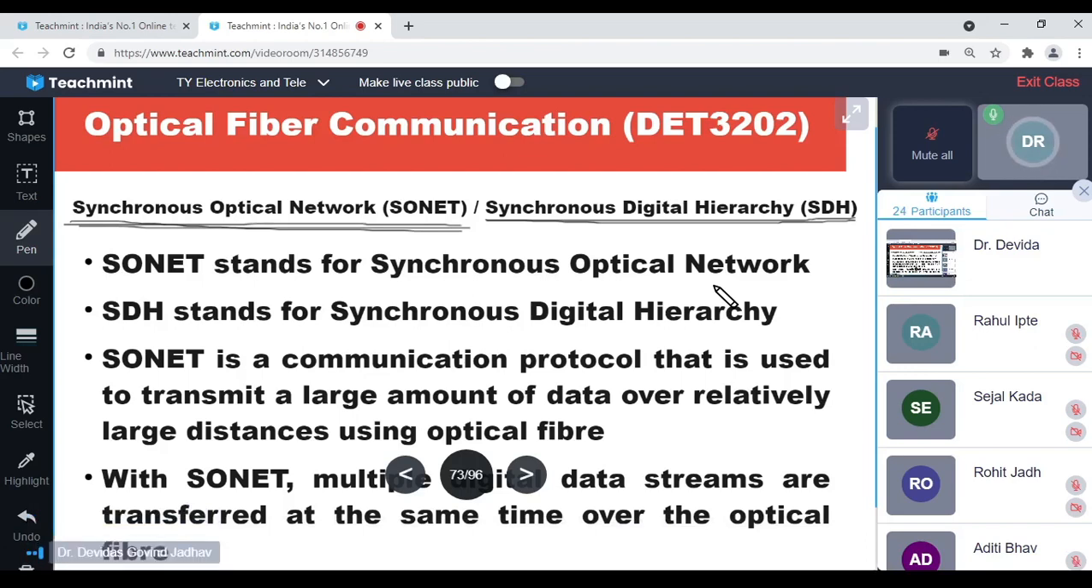There is layered functioning, that is, there is a hierarchy of the tasks, a hierarchy of the functions. And it is synchronous. So synchronous digital hierarchy is called a hierarchy protocol, or synchronous optical network protocol, SONET. So SONET stands for synchronous optical network.